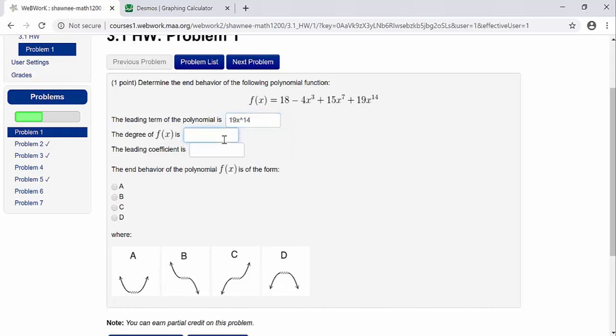The degree is the highest power of the variable, which is 14. And the leading coefficient is the number in front of the x to the 14th power, so it's 19. Using this leading term, 19x to the 14, we know that when a polynomial has even degree, the tails will point in the same direction. So it's either going to be end behavior A or D. The leading coefficient is a positive number, so this leads to end behavior A, where both tails to the left and to the right will be pointing up.